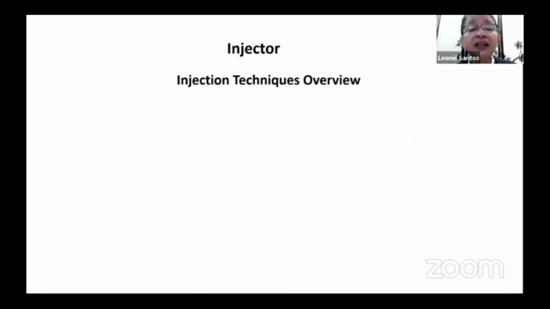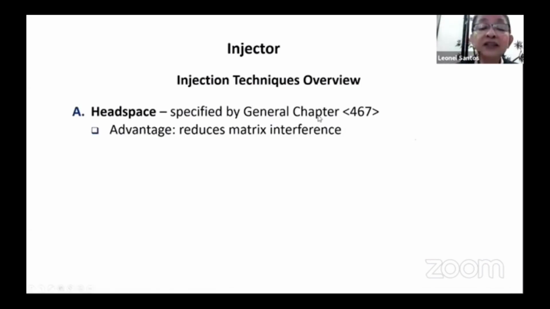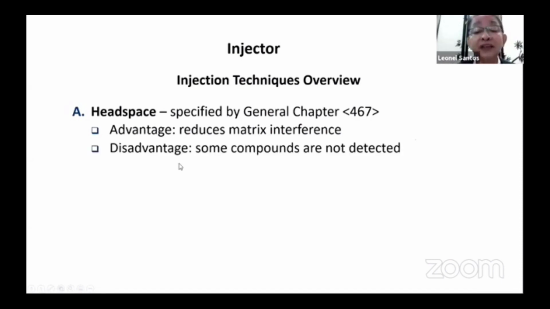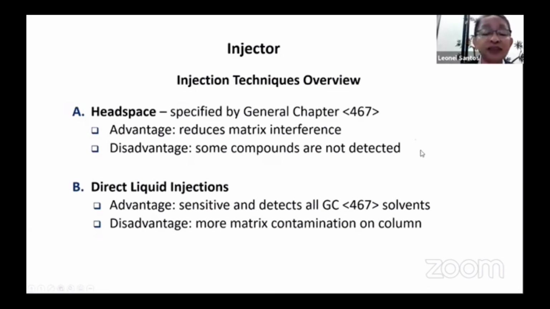The injector can either be a headspace, which I think the Central Instrumentation Facility has, the headspace sampler. And this is the one that is described in the General Chapter 467. It has the advantage of reducing matrix interference, but the disadvantage is that some compounds are not detected using this methodology, headspace. You can do a direct injection in your GC, because it is sensitive and it detects all the GC and 467 solvents. But the disadvantage is it is subject to more matrix contamination in the column.